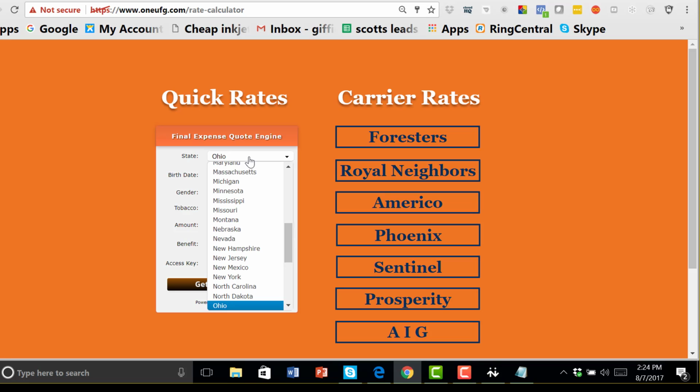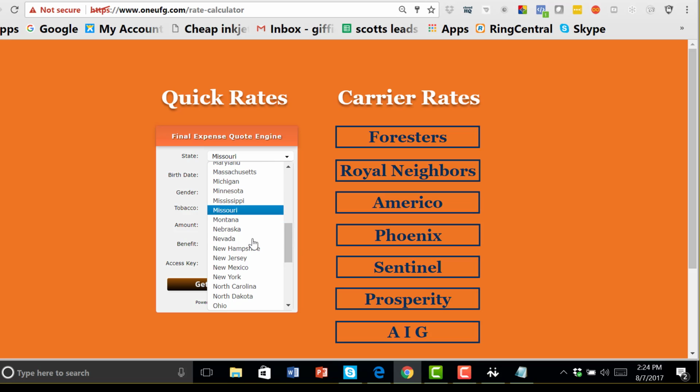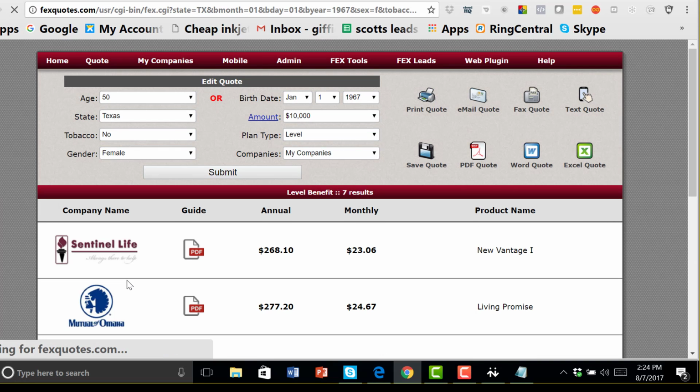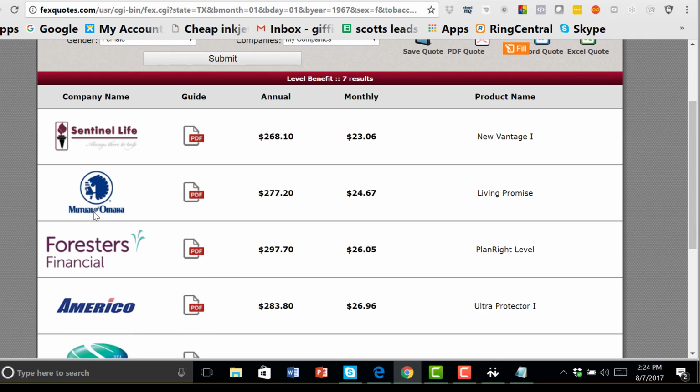So let's use a different state. Let's use Missouri. Actually, let's use one that we're using right now. We use Texas. We'll stick with 67, female, 10,000 level, get quotes. Okay, so there's your options. Sentinel, $23. But see the difference between Sentinel and Foresters is only $3, so I'm going to go with Foresters every time. We don't use Mutual.